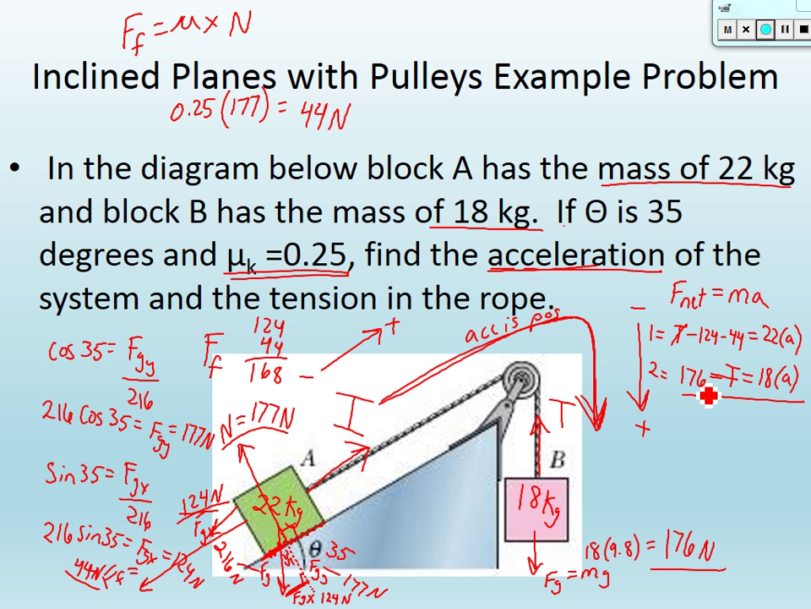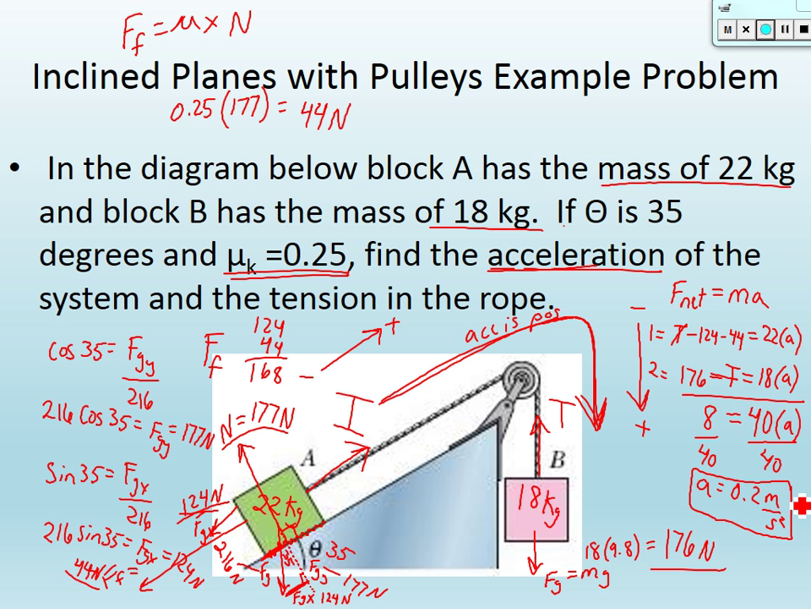Let's grab a calculator. Positive 176. We're going to subtract off FGX, which was 124. And we're also going to subtract off friction. So you should get 8 is equal to, what's 22 plus 18a? 40. Exactly 40a. Okay, now how do we get acceleration by itself? Divide by 40. So 8 divided by 40 is equal to 0.2. And it's acceleration, so what are my units? Meters per second squared.